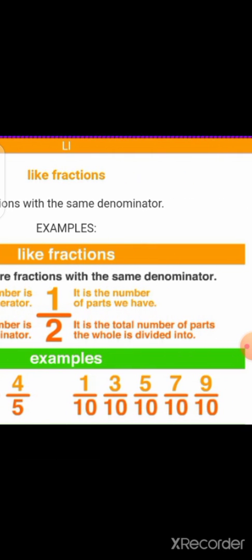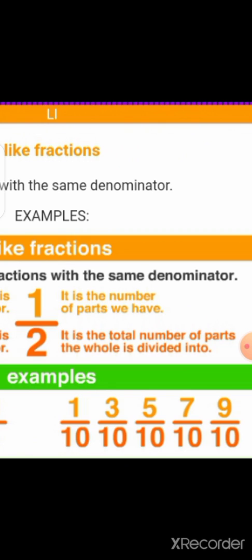In the second example, 1 over 10, 3 over 10, 5 over 10, 7 over 10. All the denominators are the same, but numerators are different. When denominators are the same, it means the fractions are like fractions.